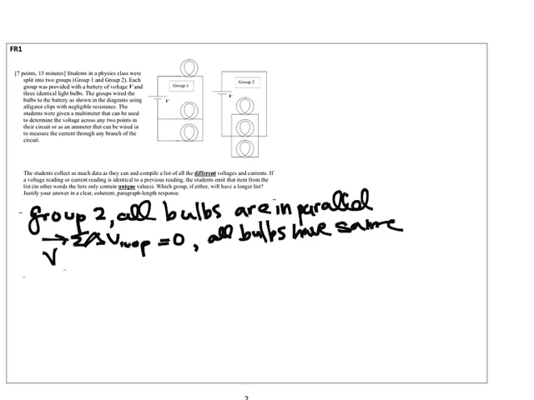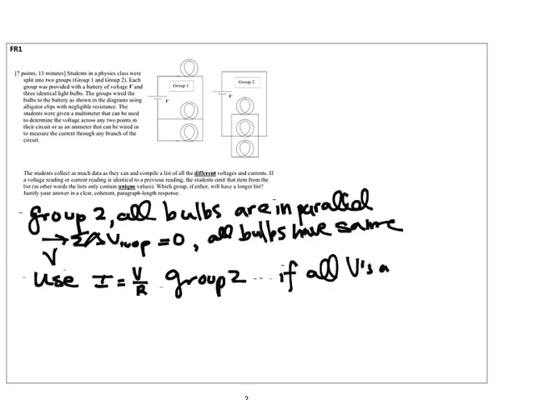Okay, since all the bulbs are identical, we can use I equals V over R. So for group 2, if all the V's are the same, all of the I's are the same. Okay, so we're basically concluding that for group 2, the V's and the I's are the same for each.